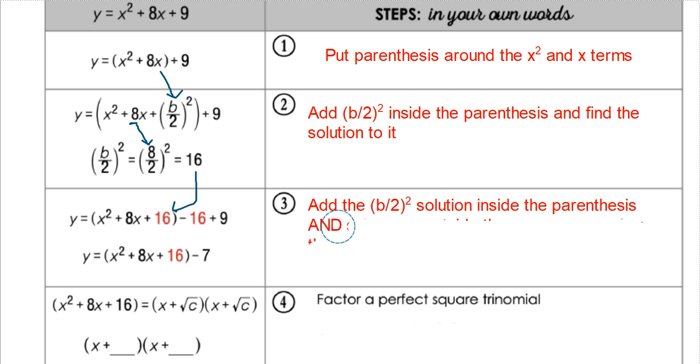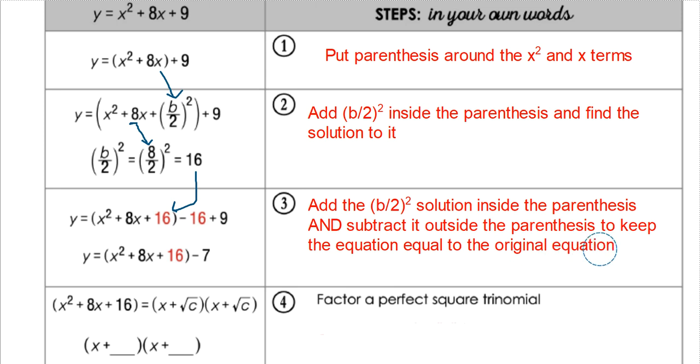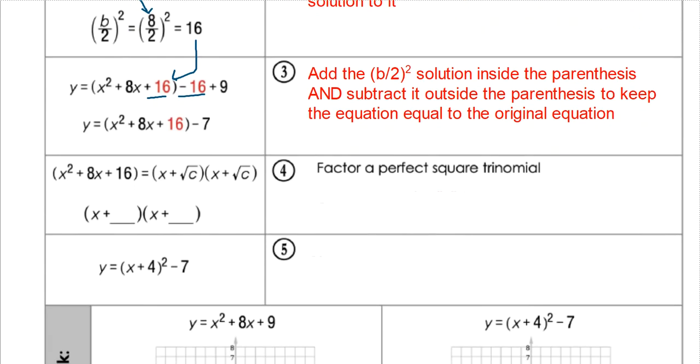And in order to keep it balanced, we're going to subtract it outside the parentheses to keep that equation equal to the original equation. So we can see here that we have a plus 16 and a minus 16. That'll keep our equation balanced and equal to the original equation, but it's given us a quadratic inside those parentheses now that's more easily factorable.